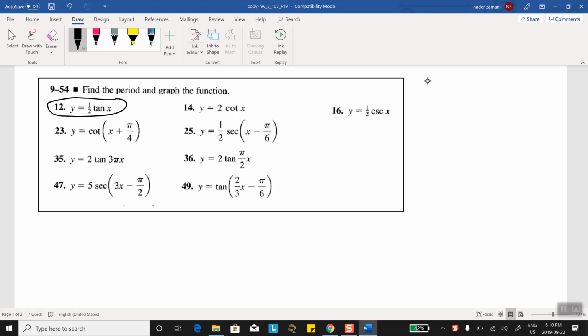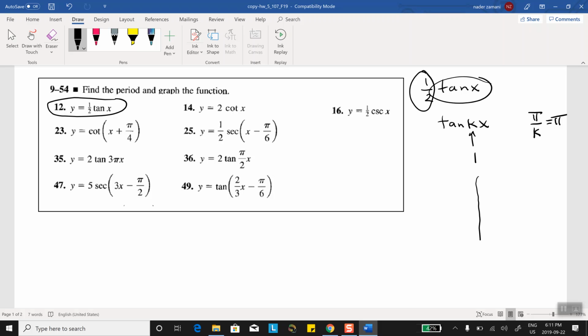Now, the function 1/2 tan of x. First of all, when it comes to this, you compare it with tan of kx, where the period is pi over k. K is 1, and so this is equal to pi. The period of this function, there's no doubt about it, is pi. And if I ignore the 1/2, tangent of x is one of those graphs that we did in class, and you're supposed to at least be able to do it quickly.